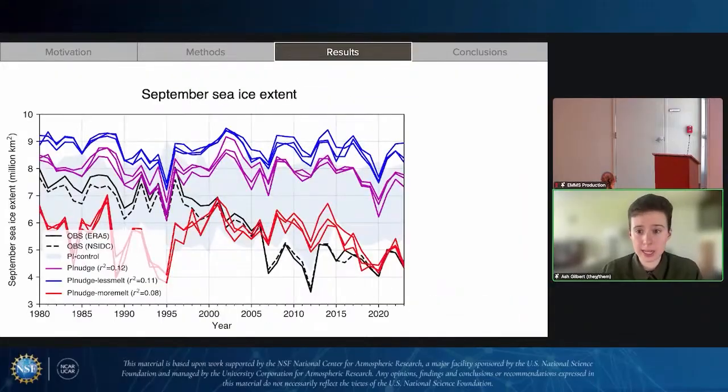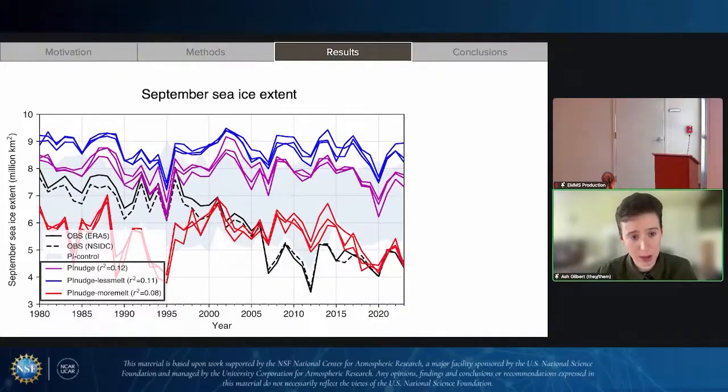We also looked at sea ice, looking at September sea ice in particular. Again, none of our wind nudge experiments reproduce the observed trend. They do explain about 8 to 12% of the interannual variability. And again, changing the sea ice thickness mean state is only affecting the mean state. It's not affecting the trend.